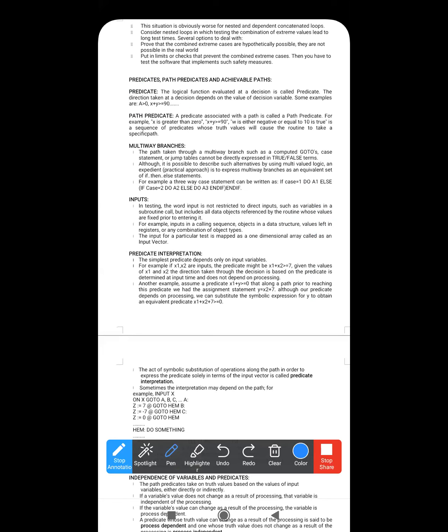Next one, path prediction. Here the prediction is associated with the path, nothing but path prediction. For example, x is greater than 0, x plus y greater than or equal to 90. Here w is either negative or equal to 10 is true. Here the sequence of predicates whose truth values will cause the routine to take a specific path.